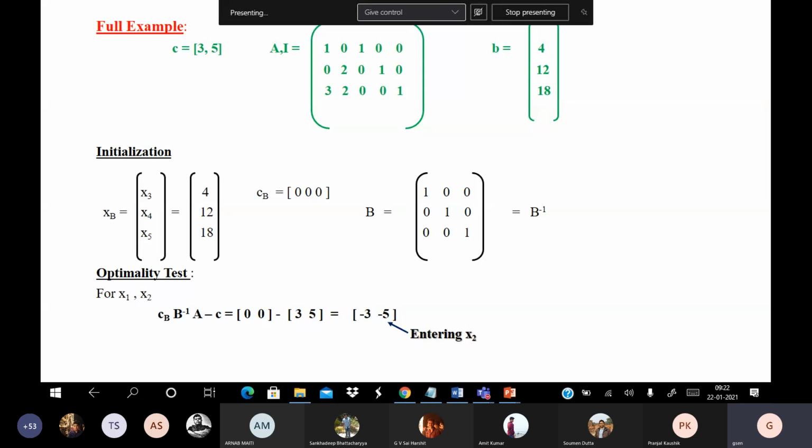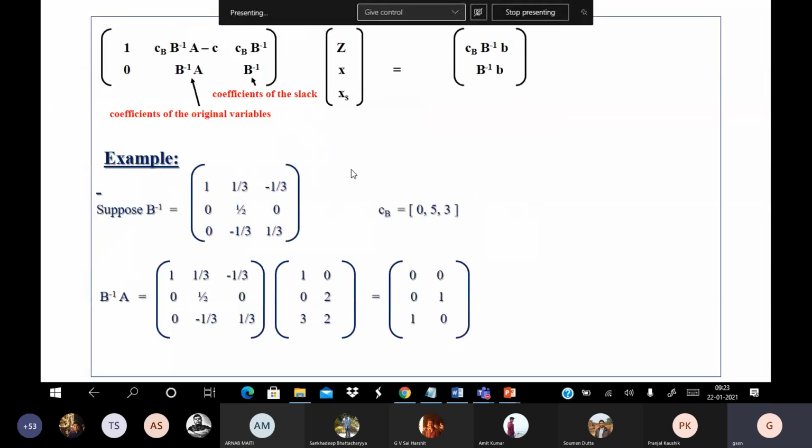So let us see if we have that. The RHS is already known. This xB is 4, 12, 18. So this is the RHS, right? And then you have to identify the column for this x2, right? How do you get that? So you again go back to this form, right? CB B inverse A minus C are the coefficients for the original variables here, x1 and x2.